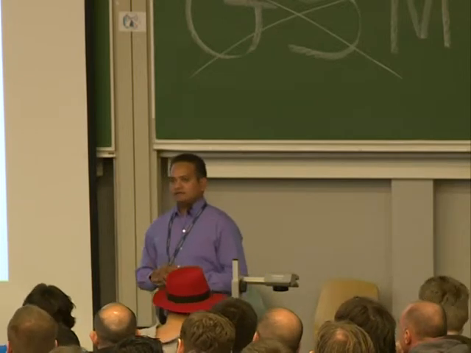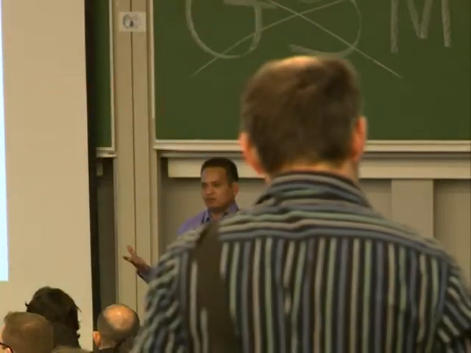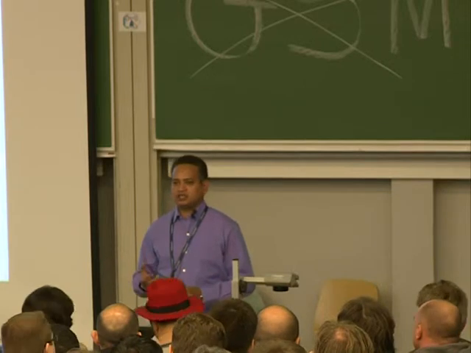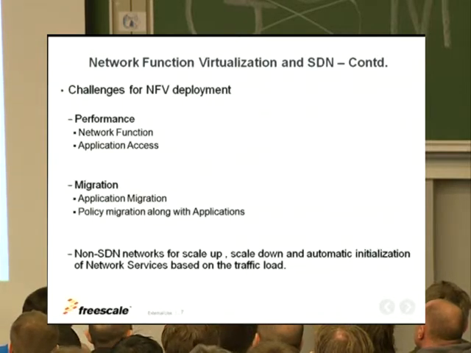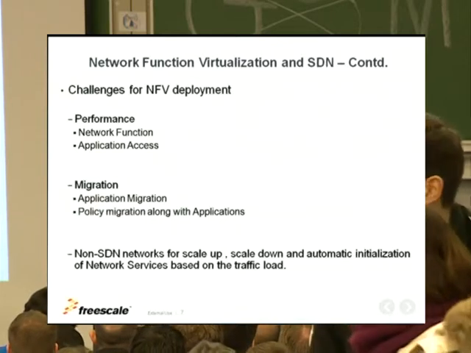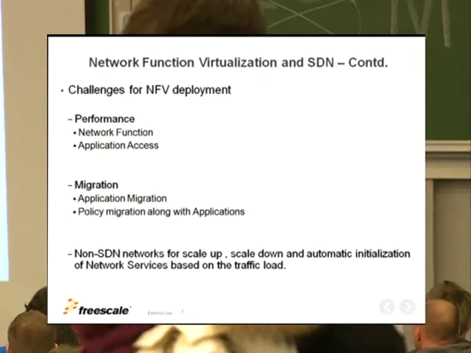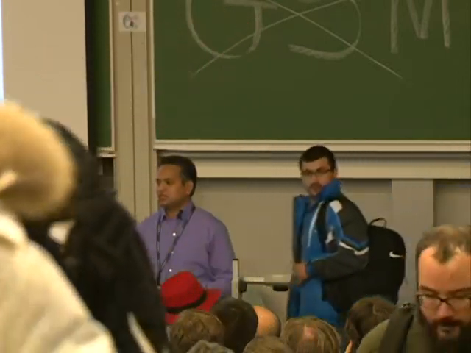So the NFV challenges we have is the performance, first of all. When we say network function virtualization, it is the network function running on specific hardware versus the network function running inside a virtual machine. So obviously we have a lot of bottlenecks, where the packets go through the hypervisor and then the virtualization library and then to the virtual machine, the function inside the virtual machine running.